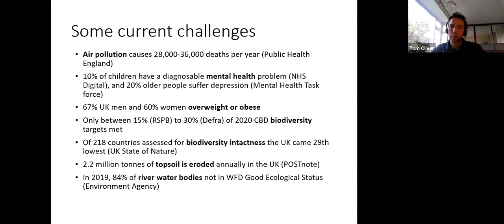The State of Nature was a big report, and it ranked countries by their biodiversity intactness, and the UK came 29th from the bottom. That's associated with land use degradation, which also leads to things like soil erosion. We're losing 2.2 million tons of topsoil every year. That's a particular problem in areas like East Anglia for food security. And 84% of our river water bodies are not in good ecological status.